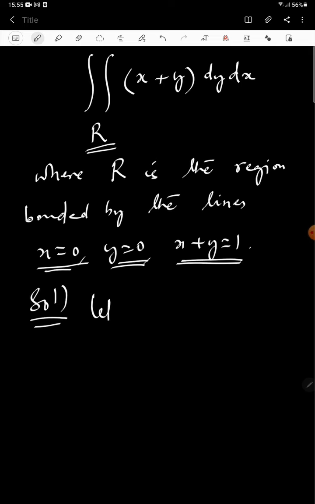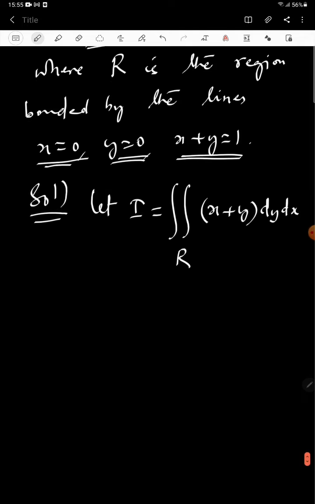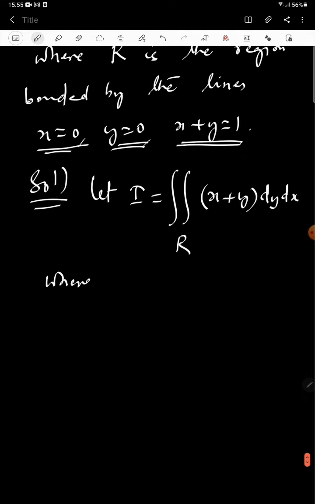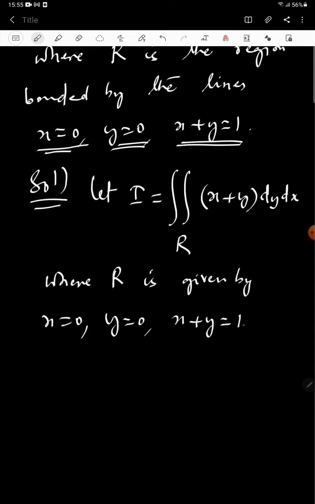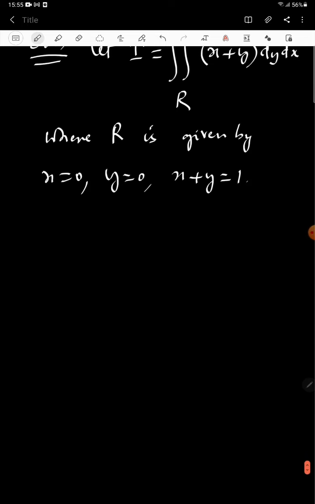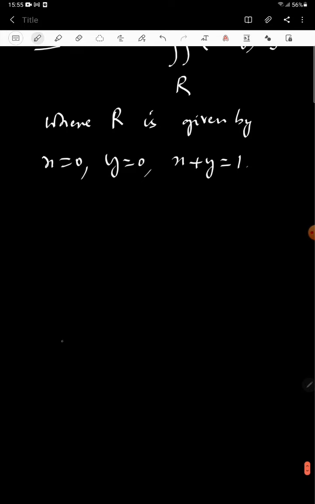Let me call that I. Let I is equal to the double integral over the region R of (x plus y) dy dx, where R is given by x equal to 0, y equal to 0 and x plus y is equal to 1. Now let us see how that region R looks.